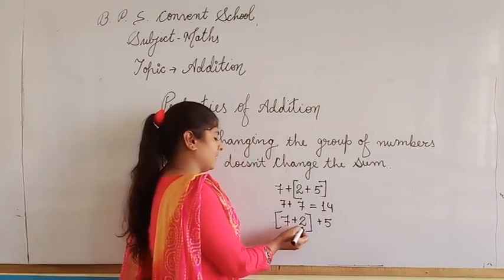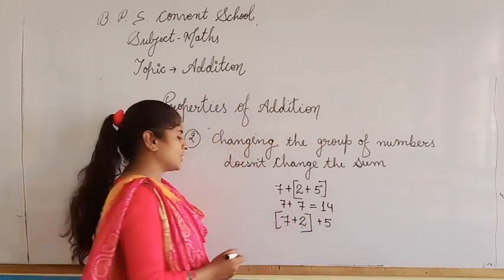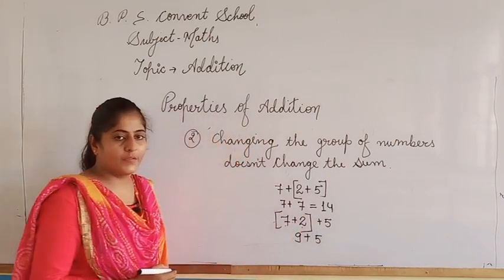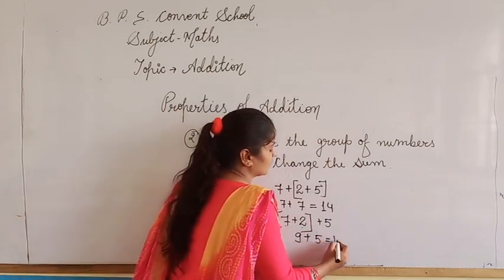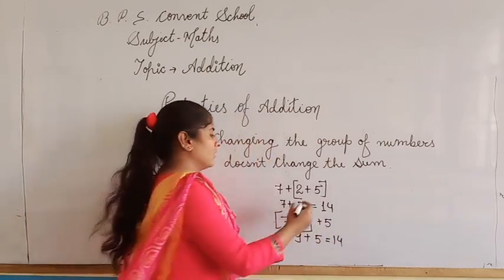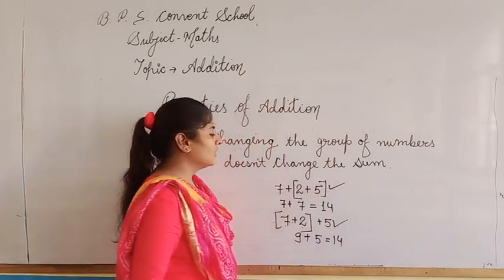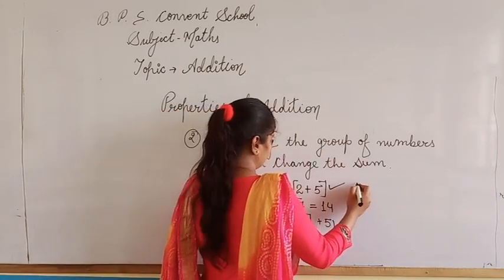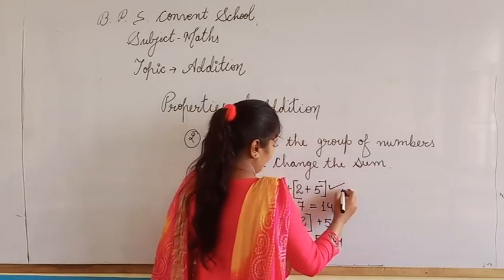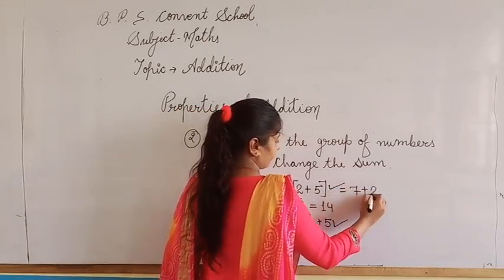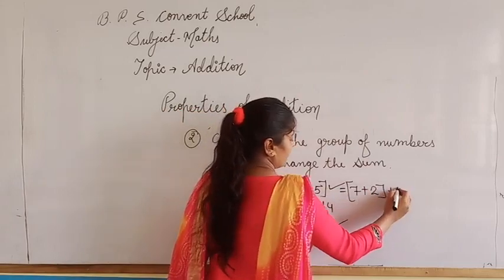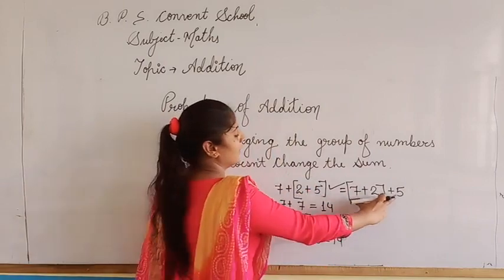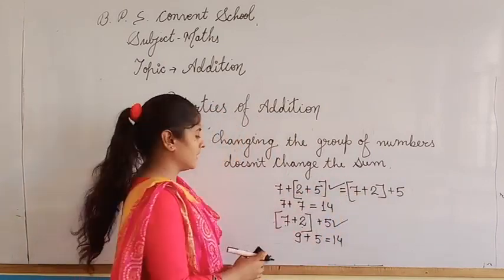Now change the group of these numbers. First we add 7 and 2: 7 plus 2, 9. Next 5. 9 plus 5 is equal to 14. Digits are the same, but groups are changed. So I can write plus 5 because both additions are the same.